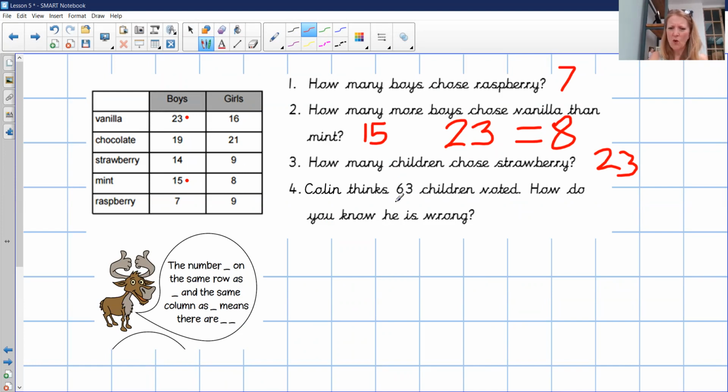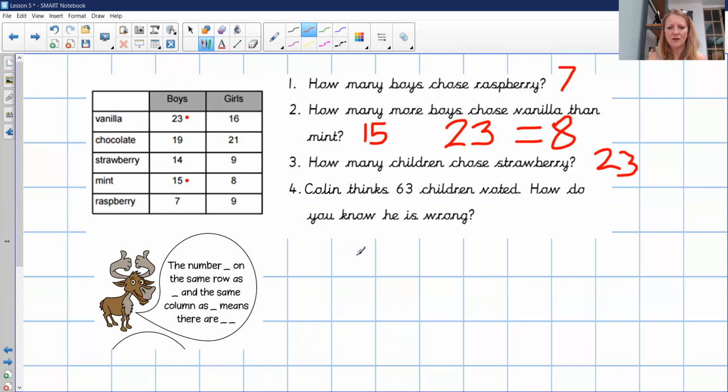I think Colin is way off with his calculation there, isn't he? If you look at the girls, again, you've got 16 liking vanilla and 21 liking chocolate. That's 37 before you've even considered any of the boys here. So I think Colin hasn't been very good at his addition there for adding up how many children voted altogether.